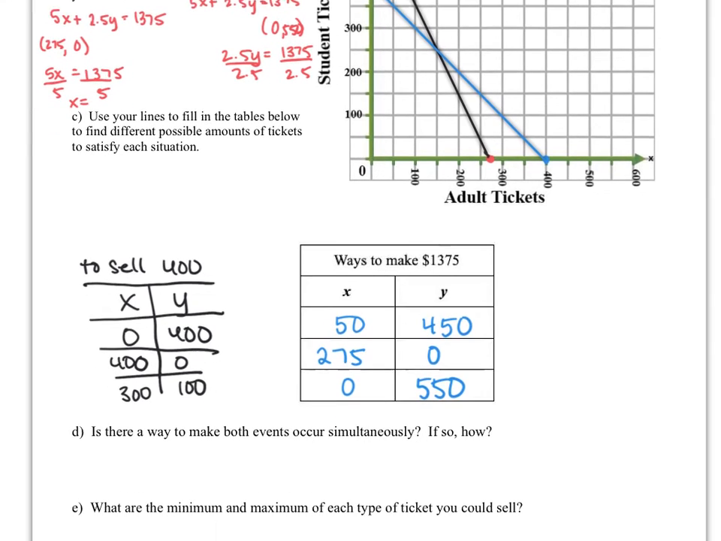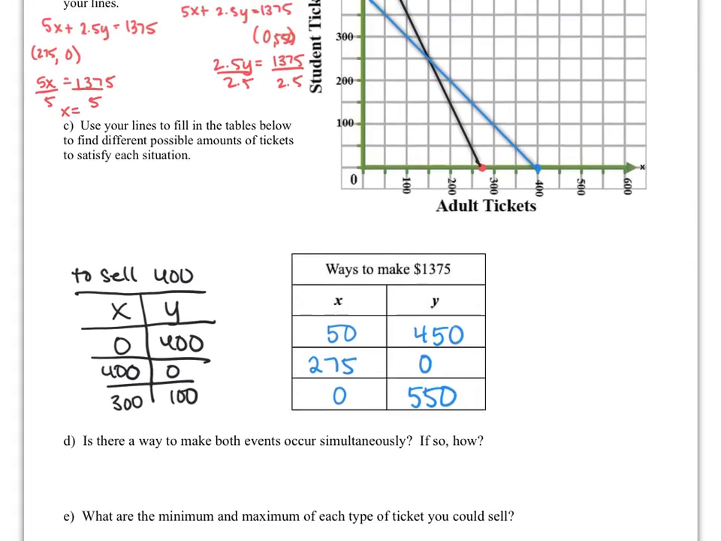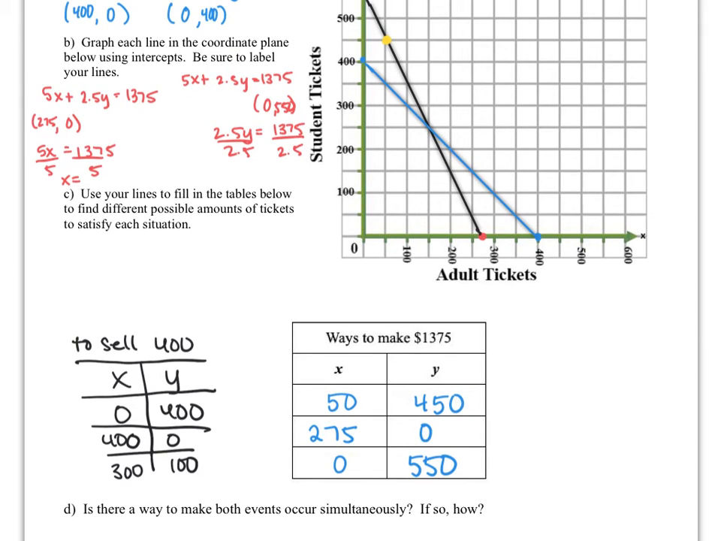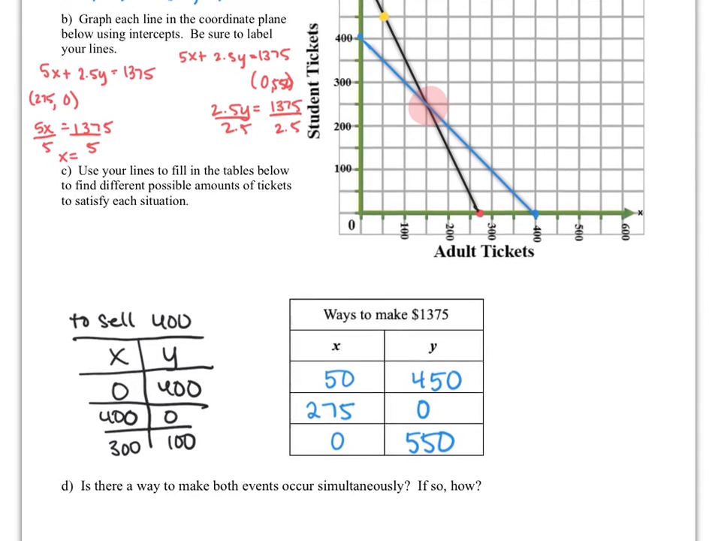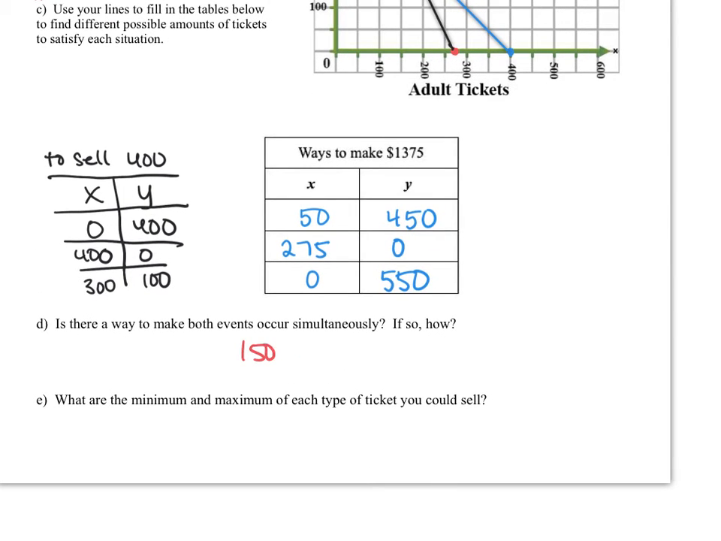And so then the next question just asks, is there a way to make both events occur simultaneously? If so, how? We've actually seen this before. That's the solution to our system, which is right there. And so it looks as though 150 adults, 250 students would make this happen. Which certainly adds to the right number of 400 people, but I would just also check that it makes the correct amount of money by doing 150 times 5 plus $2.50 times 250, which does come out to the right amount of money.